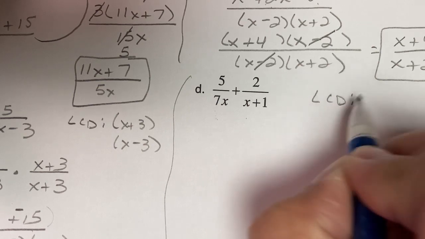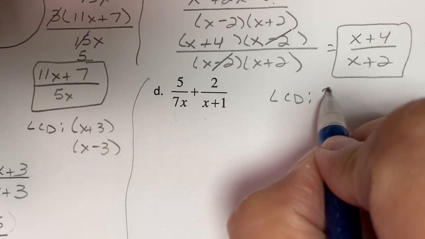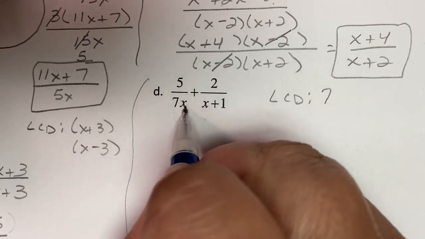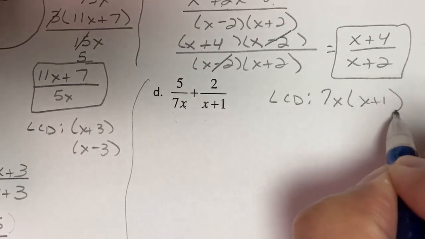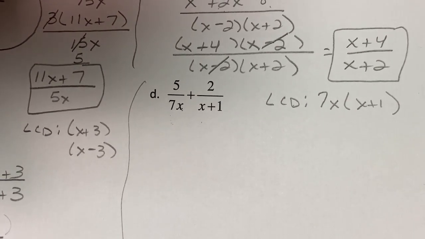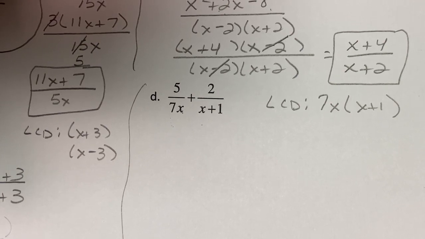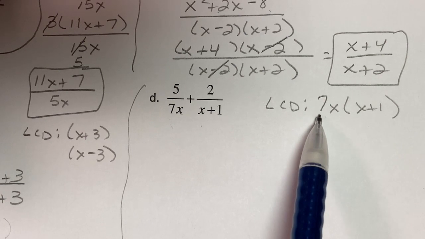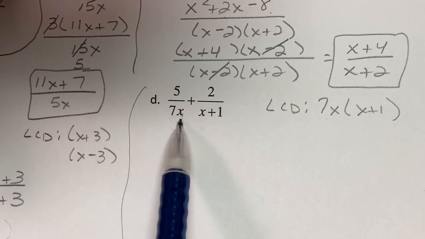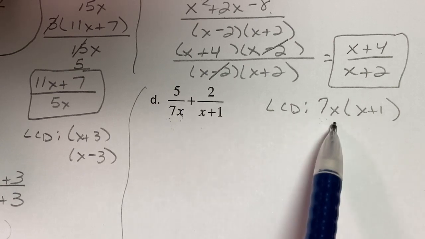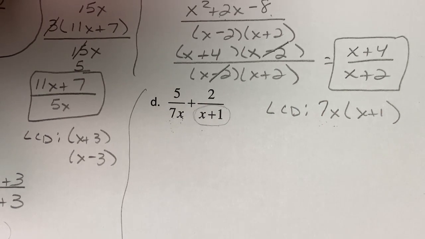So now what do we have to have in our lowest common denominator? Well, we're going to need a 7. We're going to need an x, and we're going to need an x plus 1. All of that has to be part of our common denominator. Now, this doesn't look so bad, but that's important that you see that these are separate factors. So you need both a 7 and an x in your lowest common denominator, as well as the single factor x plus 1.